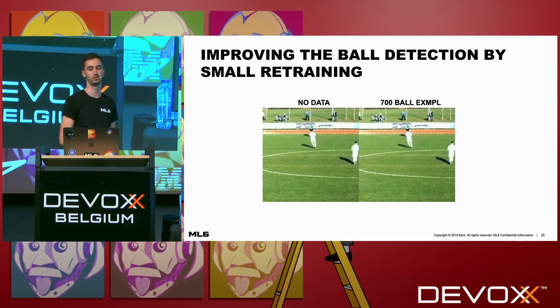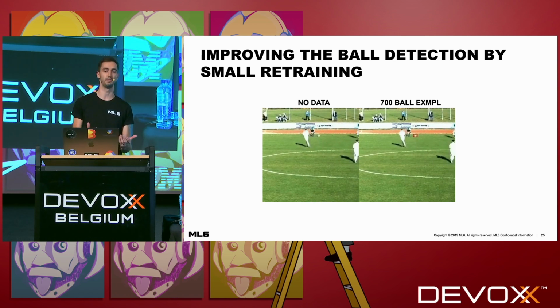And this is an example of the ball tracking with and without retraining. So you can see on the left-hand side, without the extra data, it's doing a fine job, but it kind of loses the ball between some frames. And on the right-hand side, you can see that it's much more stable.